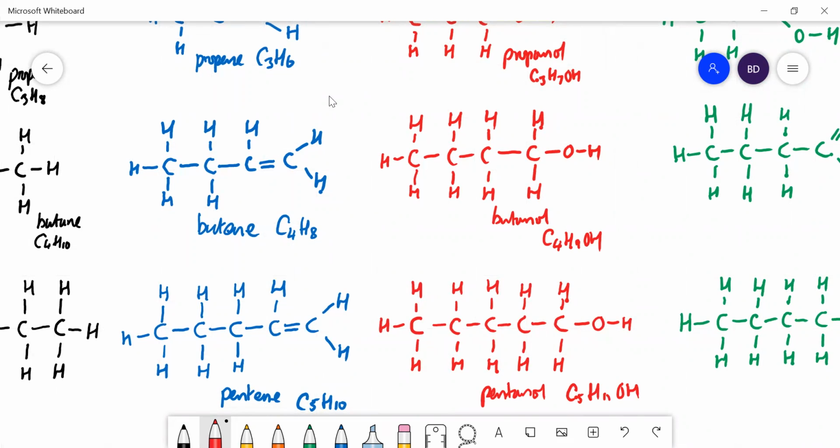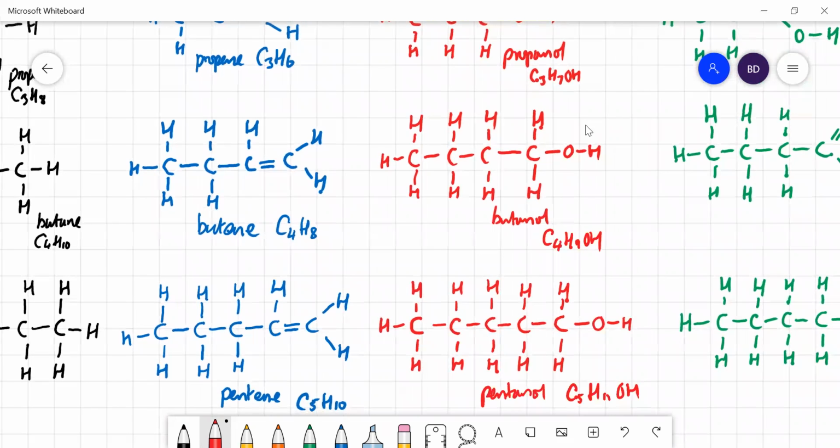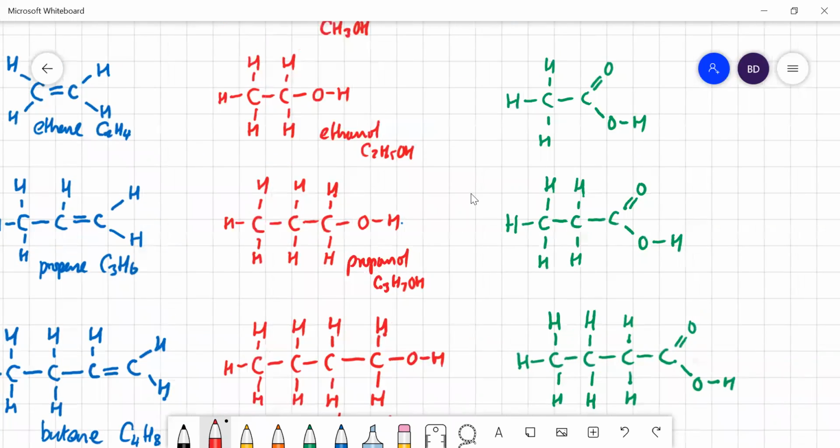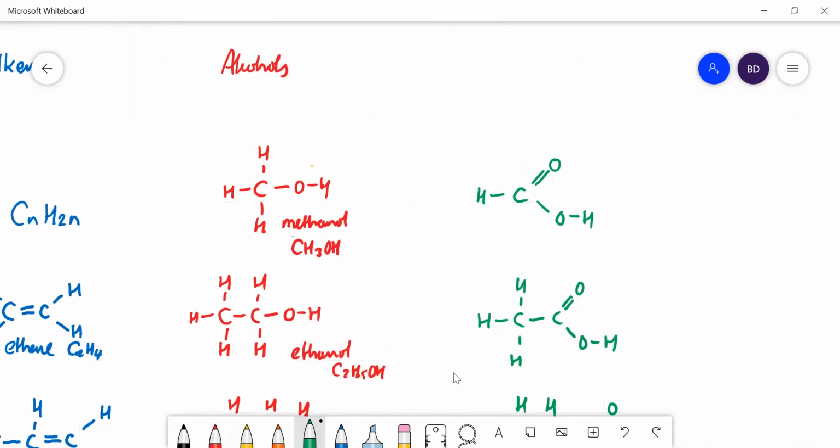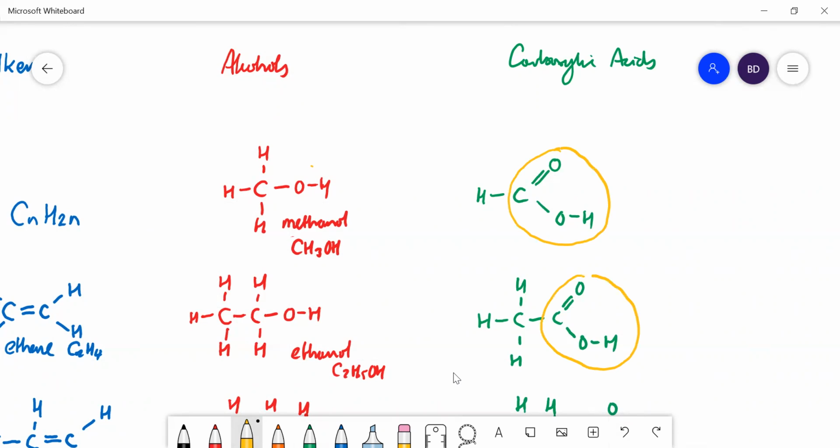The final family of molecules I'm going to talk about in this video are these green ones. And these are called carboxylic acids. Now, if you look, they're similar to alcohols because they contain this OH, but they also contain a carbon-oxygen double bond. And so it's this bit here. This is the functional group for a carboxylic acid. That one there has got it as well. You need the carbon joined onto a C double bond O, and you need an OH stuck onto it.